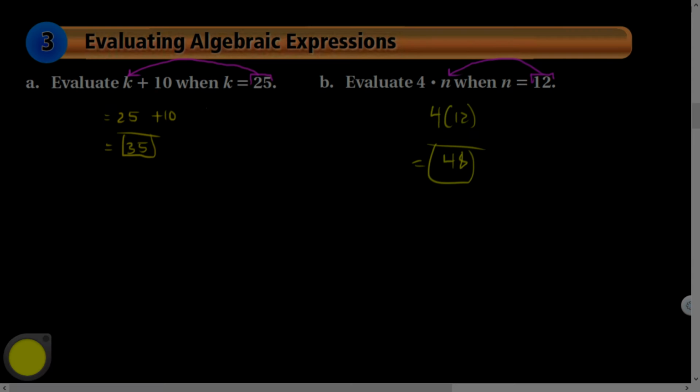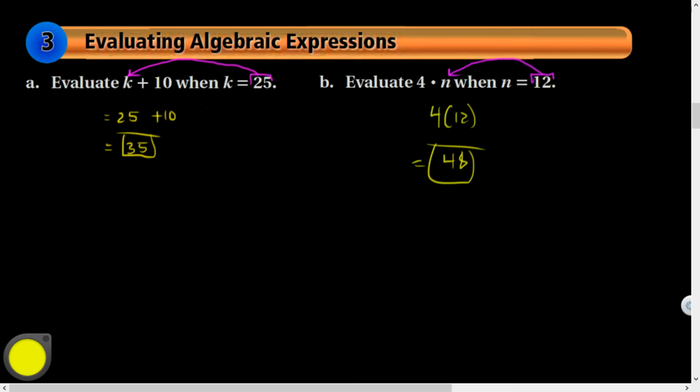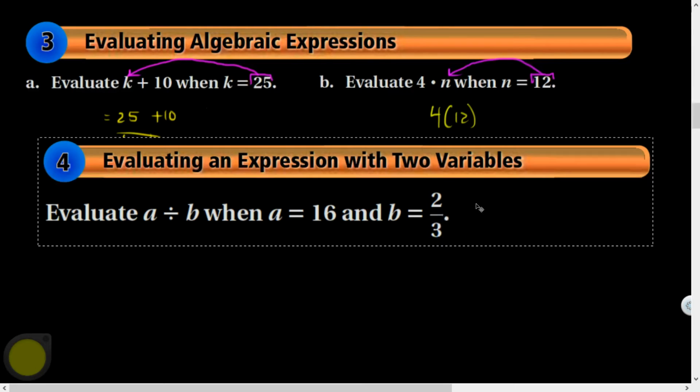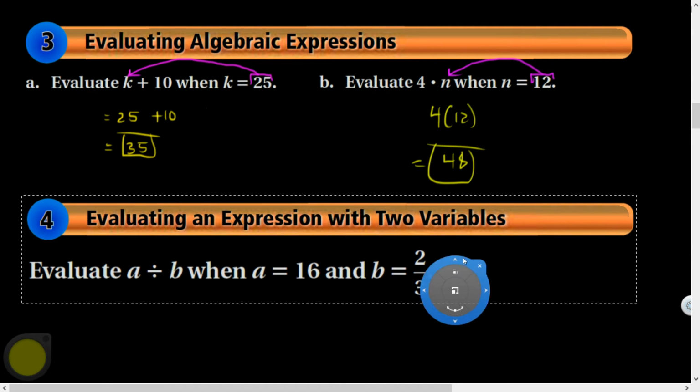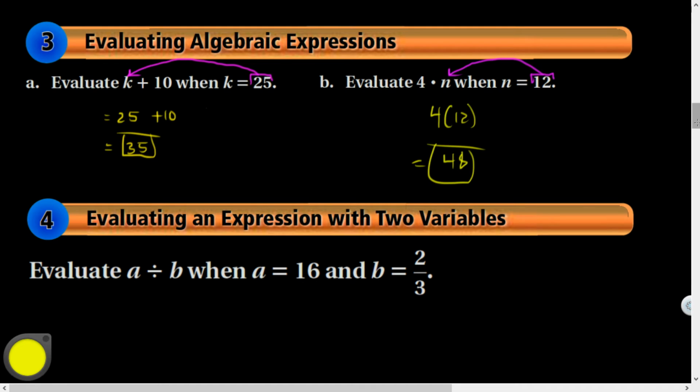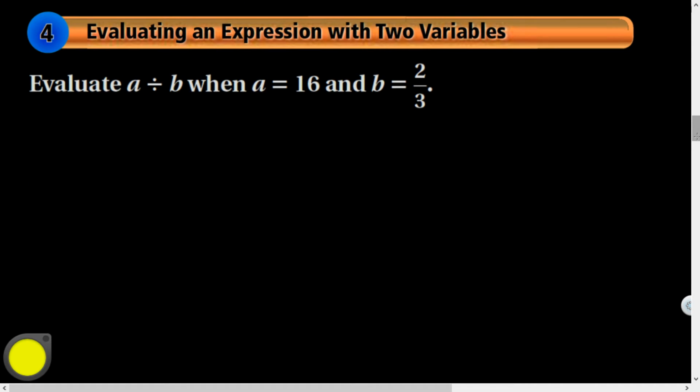Ooh. How about this? I love this when math starts off easy and then they start combining all the skills you're learning, like it's some sort of boss fight at the end of a video game level. It's amazing. Here we go. What about if there are two variables? A divided by B when A is 16 and B is 2/3.